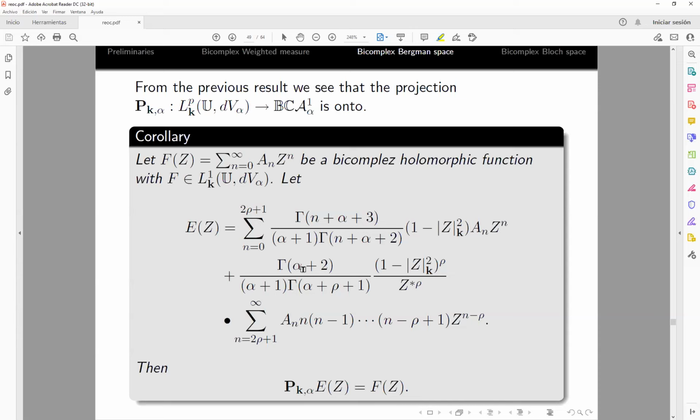But there is no problem, it belongs to the space LP. Then the projection of this function E is exactly f. By this reason, using our previous result, we can see that the projection of this function is exactly f. By this reason, the projection is onto.